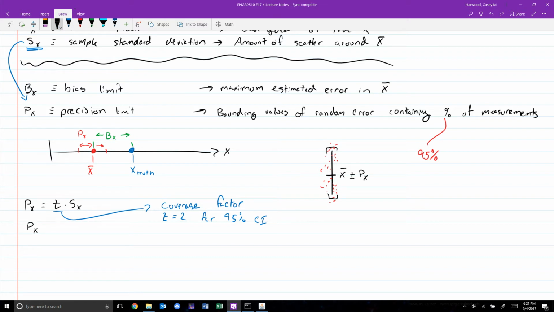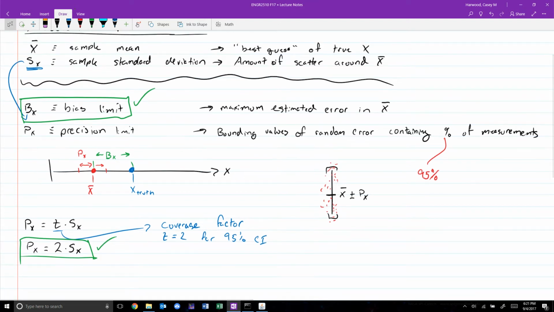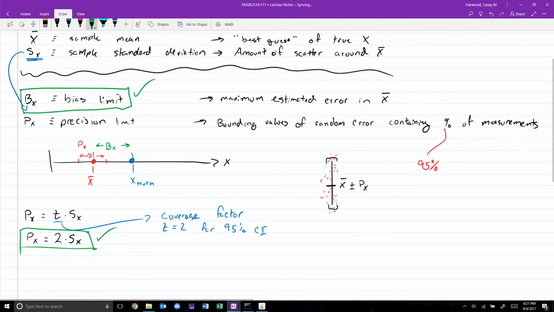So this should look familiar from the pre-lab. P sub x equals 2 times S sub x. Okay, so at this point, we haven't really covered anything new. In the pre-lab, you've been given your bias limits in the problem statement, and you've been given this formula right here. So what you're expected to do is actually calculate the sample mean and sample standard deviation for your measurement x1 and for your measurement x2. And from those, you can compute the precision limit.